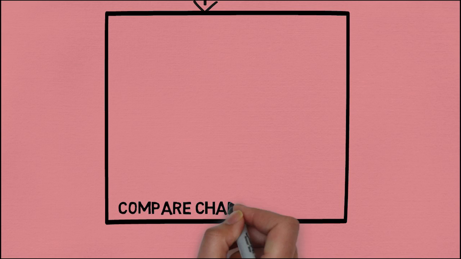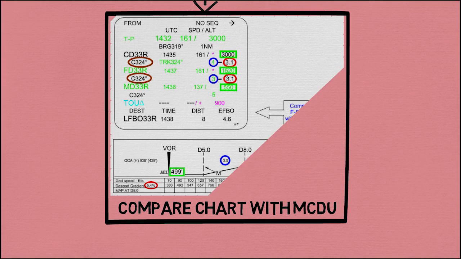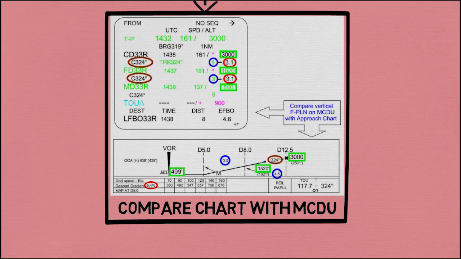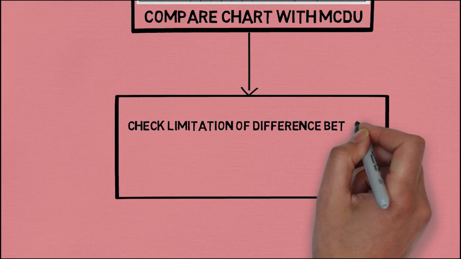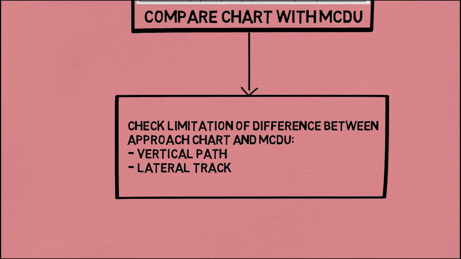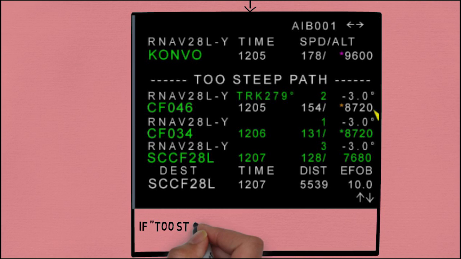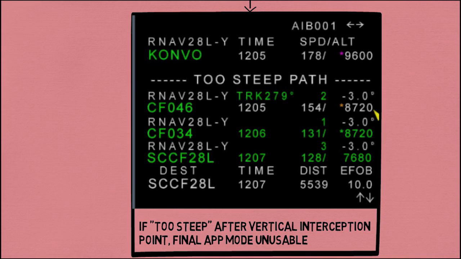The approach plate needs to be cross-checked with the MCDU and should be the same, or almost, there is a small margin allowed in the vertical and lateral track. Check your FCOM for details. After the vertical interception point, the MCDU should not state too steep path. If it does, the approach may not be used in final approach mode.